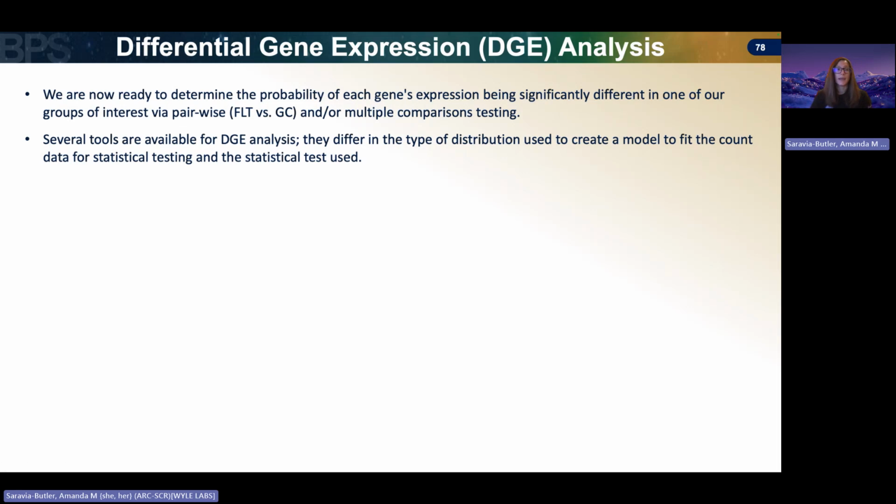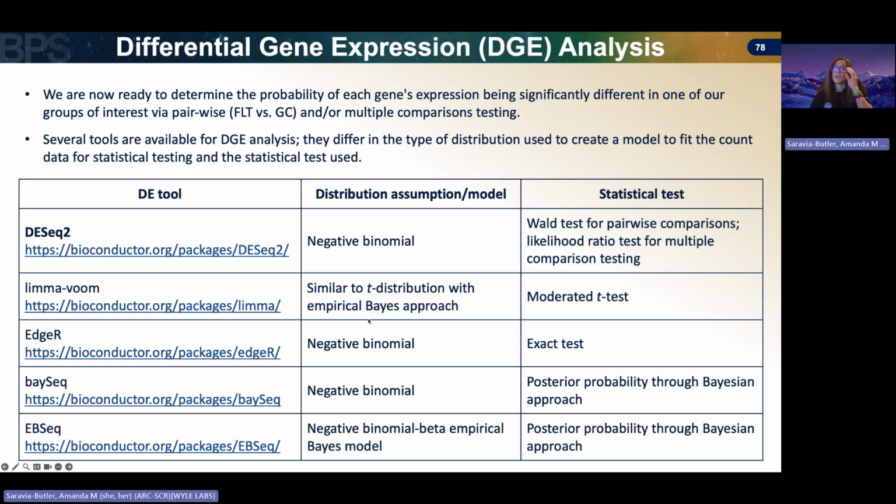Similar to all the other steps in our pipeline, there are several tools available for differential gene expression analysis, and they usually differ in the type of distribution that's used to create the model to fit the count data to perform the statistical test, and which statistical test they use to do their comparisons. We'll talk more about that in the next lecture. So here are just a few different tools, again, not by any means an exhaustive list, and for each tool, the distribution or model that it assumes the data to be in, and the statistical test that's used.